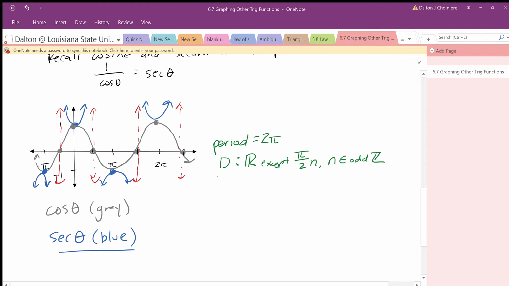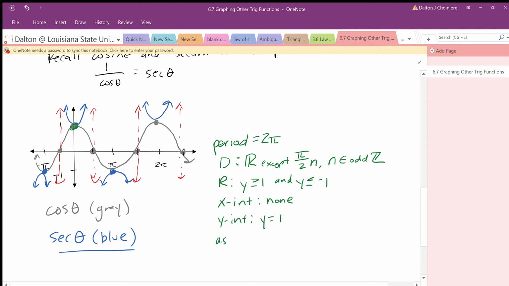Our range is what y values our graph covers. Again, it's almost all of them except between -1 and +1. So we'll just use regular inequality notation. Our range is y greater than or equal to 1 and y less than or equal to -1. For x-intercepts, there are none. The blue graph does not cross the x-axis ever. The y-intercept, even though cosecant does not have one, secant does have one. It intersects the y-axis up here at 1. So the y-intercept is when y is equal to 1.